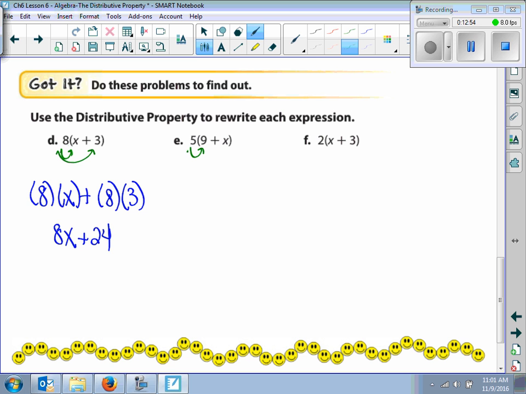We multiply the 9, and we also multiply 5 times the x. So 5 times 9 is 45. Plus 5 times x is 5x. And there's your final answer. Simple? All right. Now the last one, just to round this out, we're going to take the 2 and multiply it times the x and times the 3. You writing this down? So 2 times x is 2x.